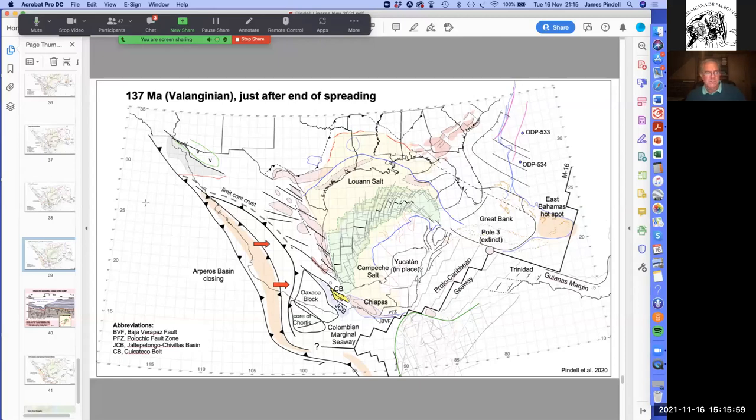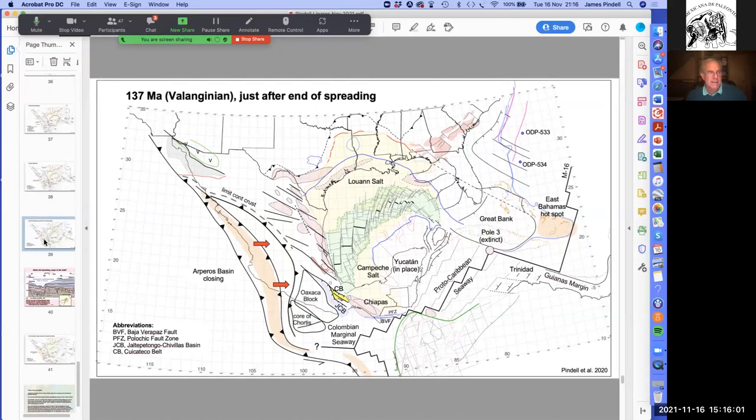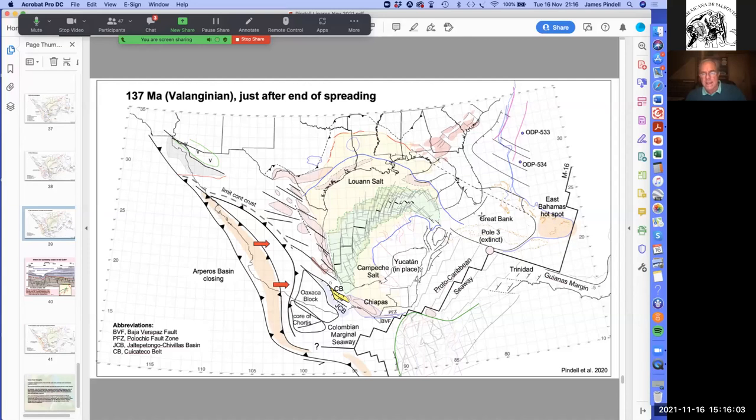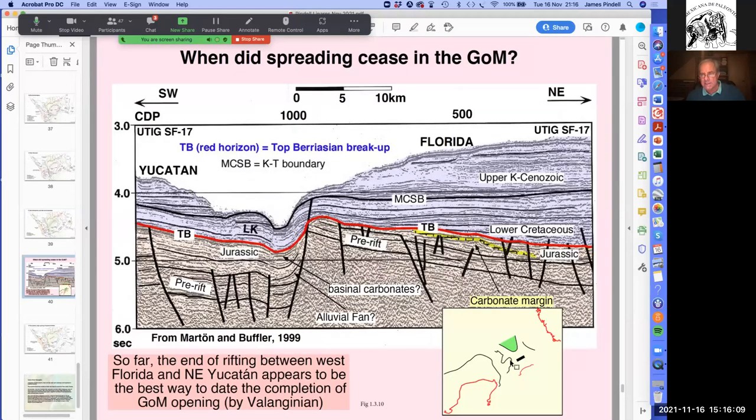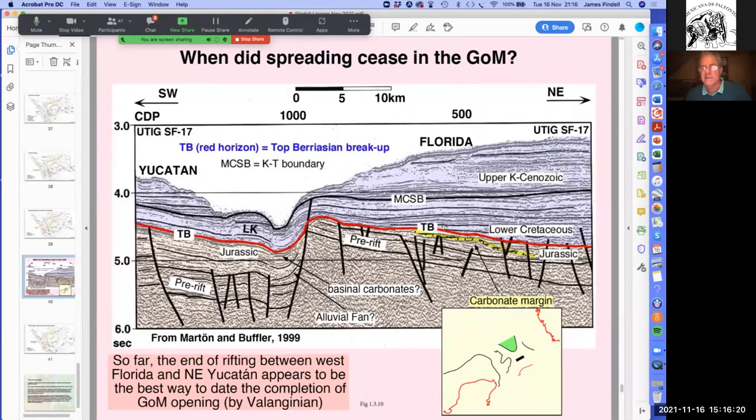Okay, so that's the evolution. And we know also that the end of spreading can be mapped in the southeastern portion of the Gulf of Mexico by a seismic line or many seismic lines. This shows that the extensional creation of a basin was finished at the top of the Berriasian, which is the first stage of the Cretaceous. It's about 137 to 140 million years.